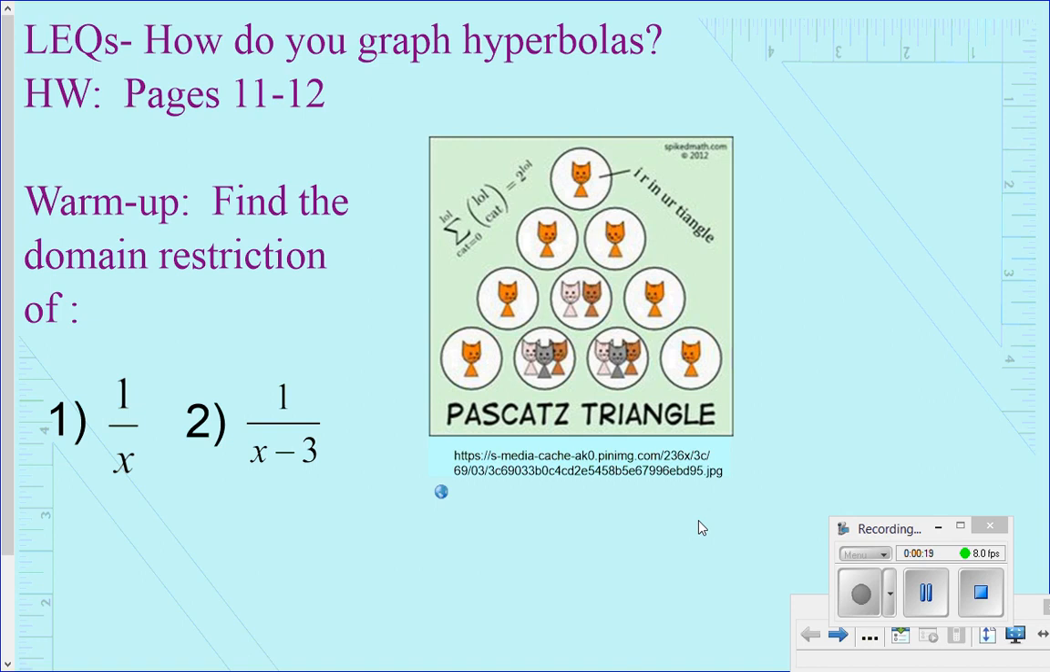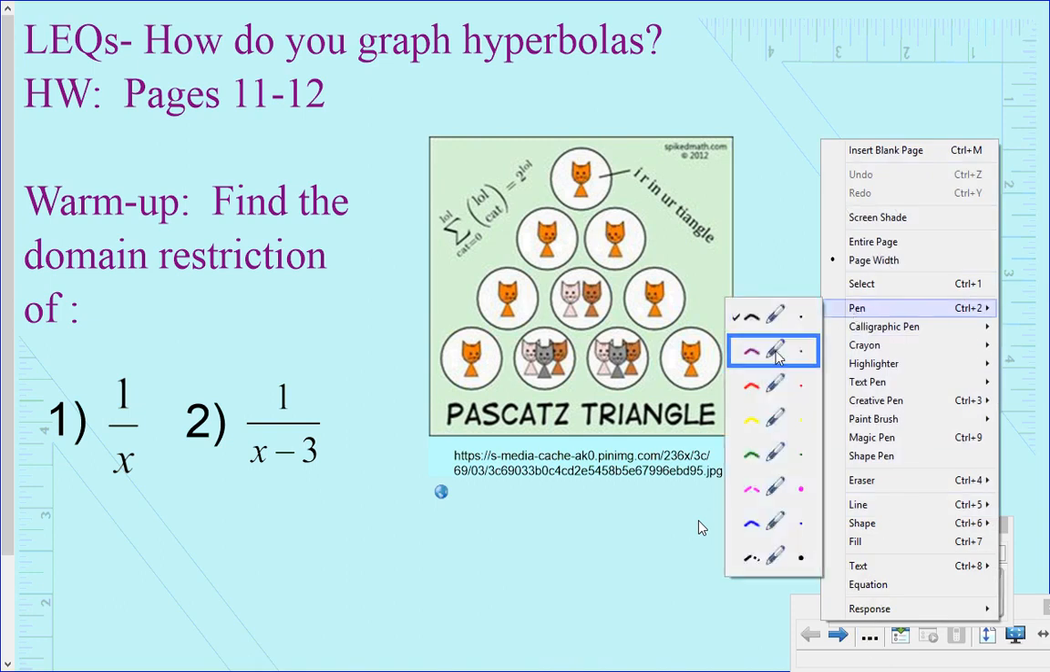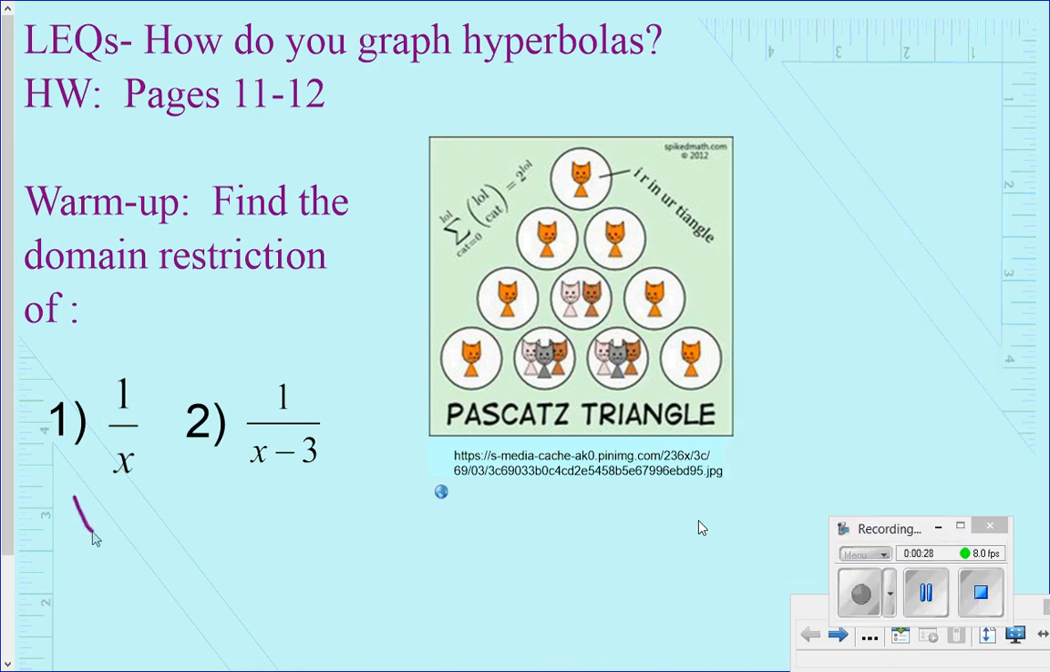Finding the domain restrictions, remember, just set the denominator not equal to 0 and solve. So in number 1, x cannot equal 0, and in number 2, x cannot equal 3.